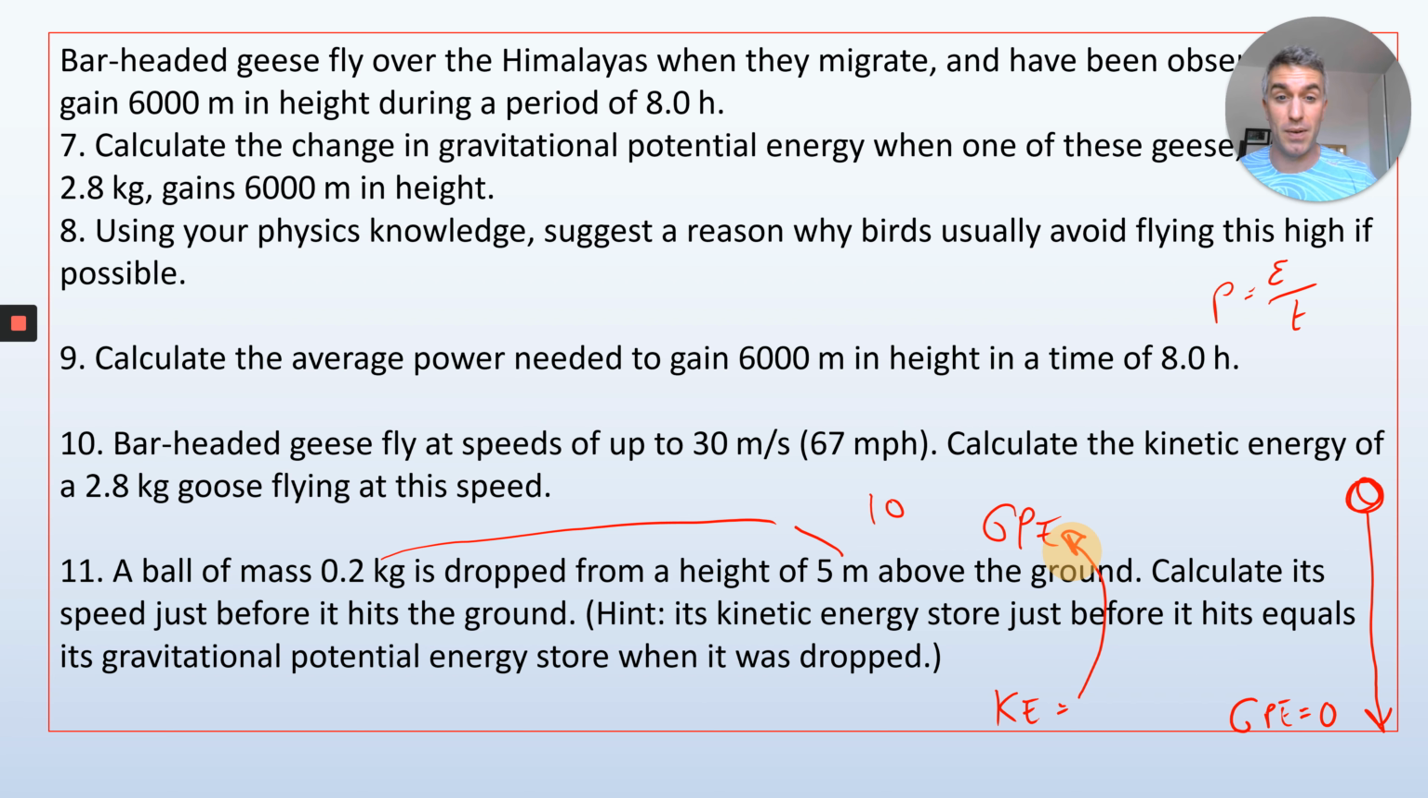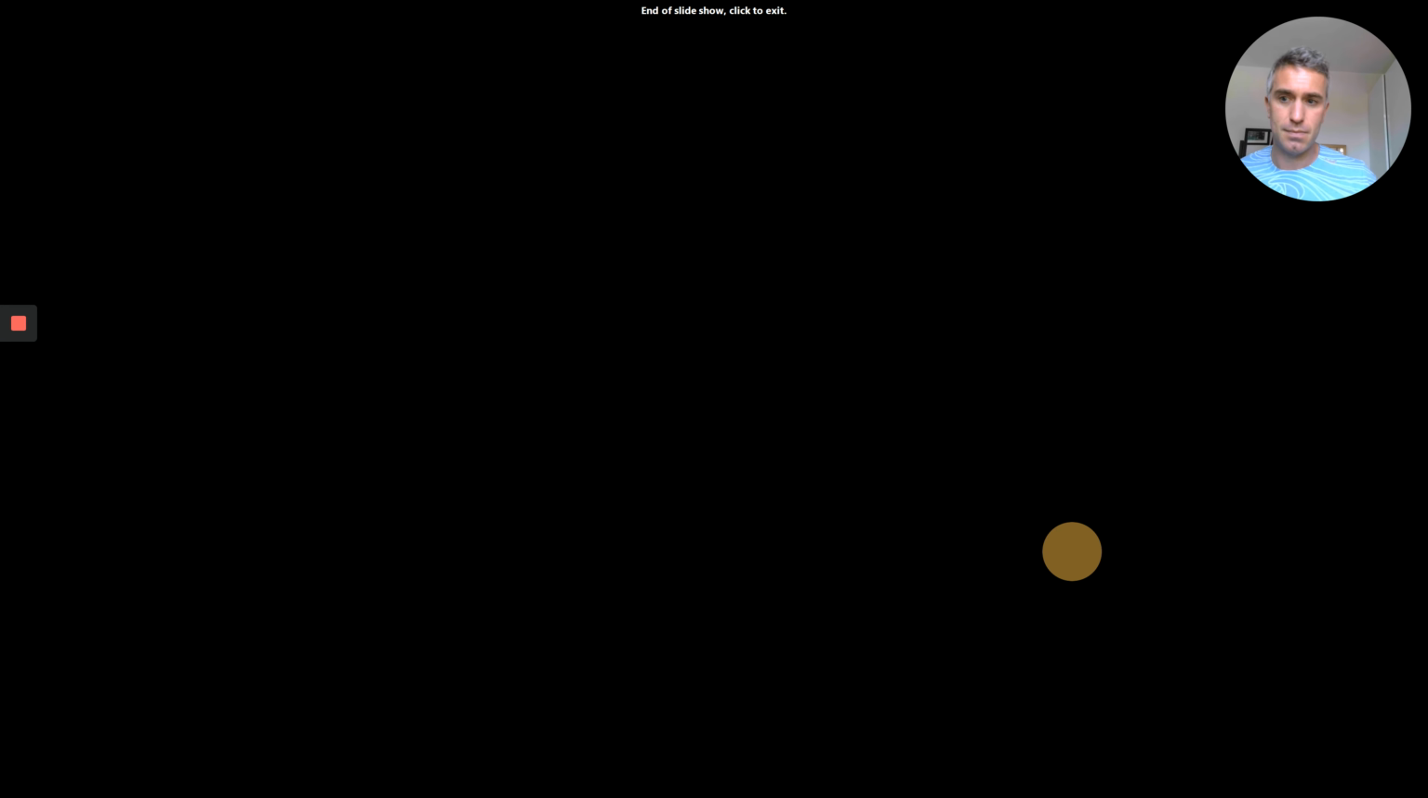That was a couple of lessons back. So, multi-stage question. Work out the GPE, put that equal to KE, rearrange, change the subject for velocity. And that's it.